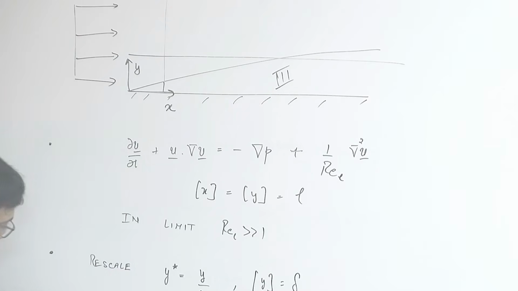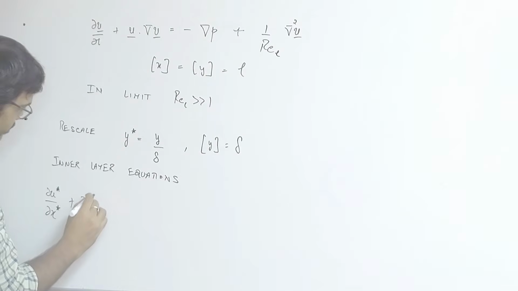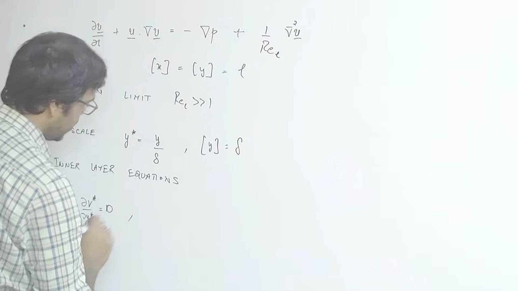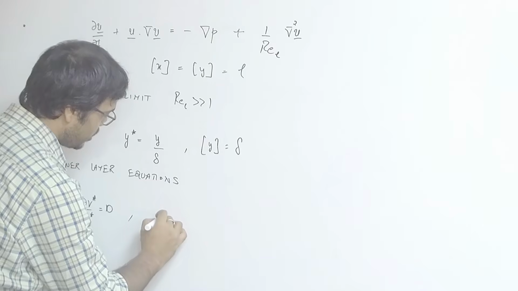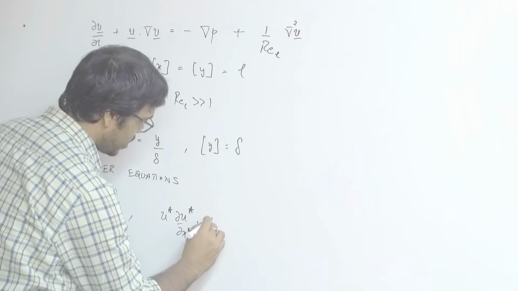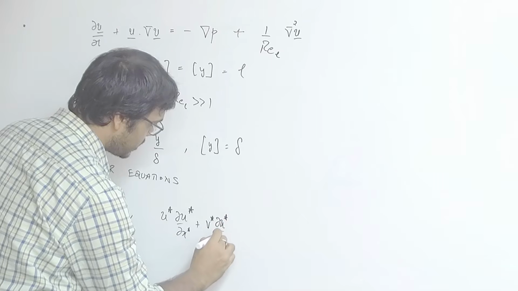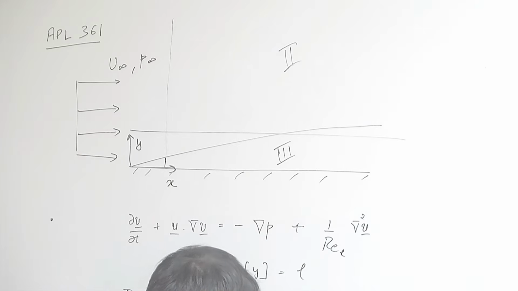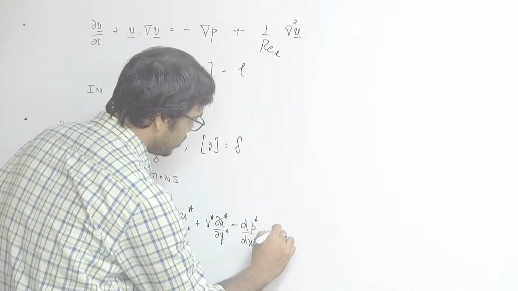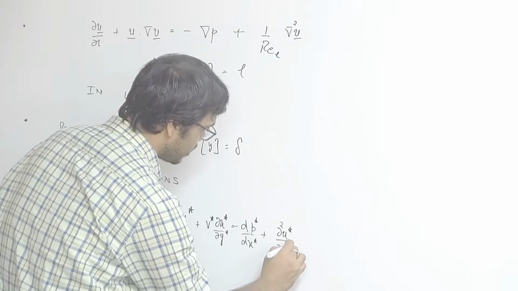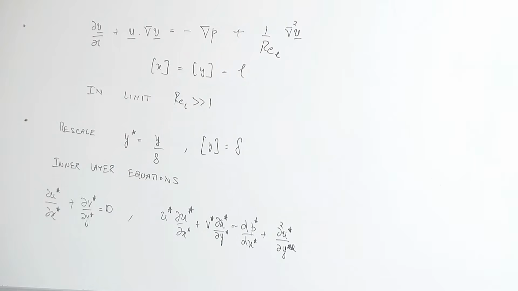as, if you look at the dimensionless form, we had del u star over del x star plus del v star over del y star equals 0, right? And then we had u star del u star over del x star plus v star del u star over del y star equals minus dp star over dx star plus del square u star over del y star square. Okay. So this is what we had.